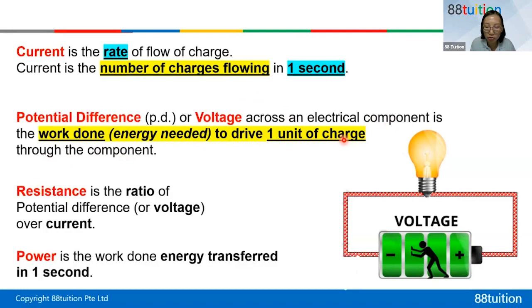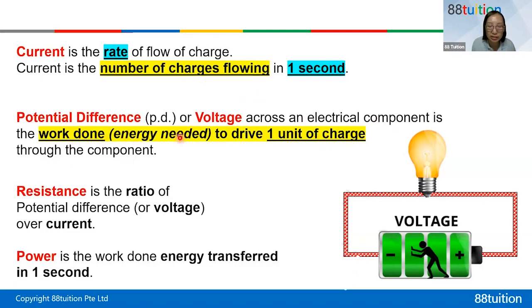Now, notice that we always use the word charge. We never use electron in this case. Use the word charge for your definition. Do not use electron, use the word charge. So if you want to drive 1 unit of charge, 1 unit of charge is a very huge number of charges. You want to push it through, for example, through the wire.